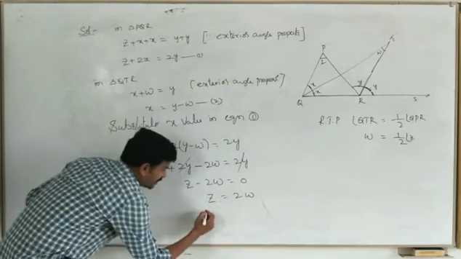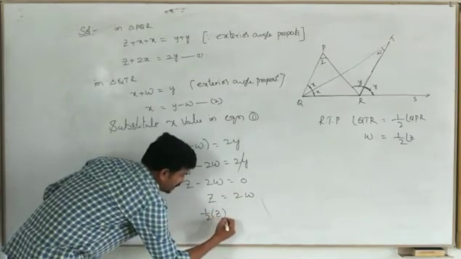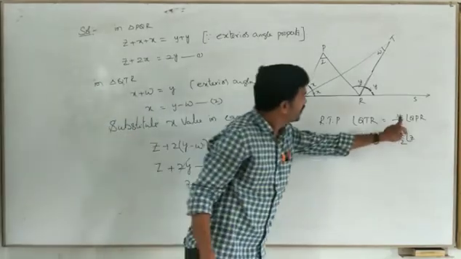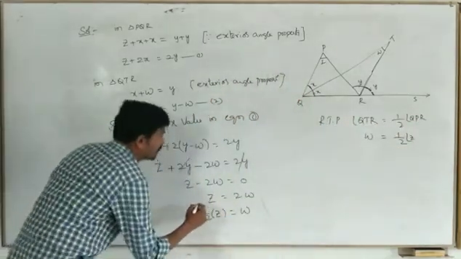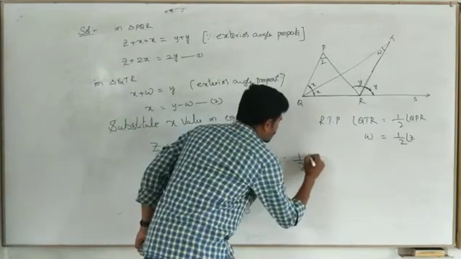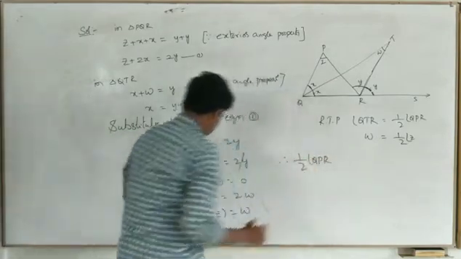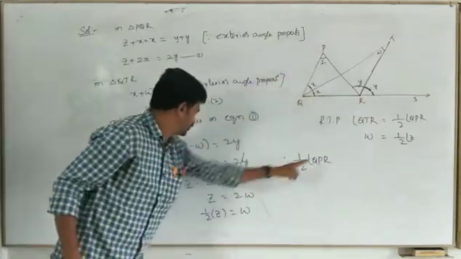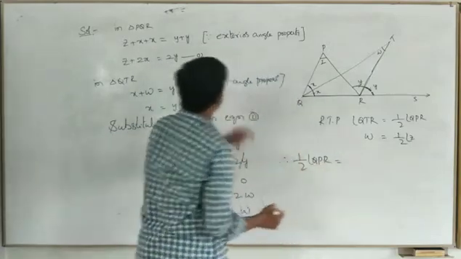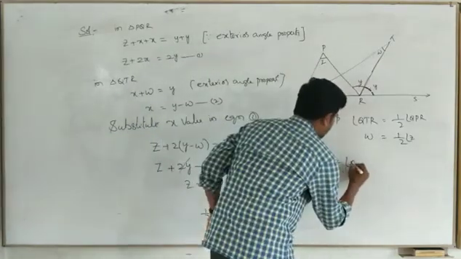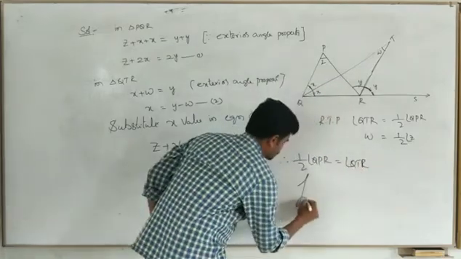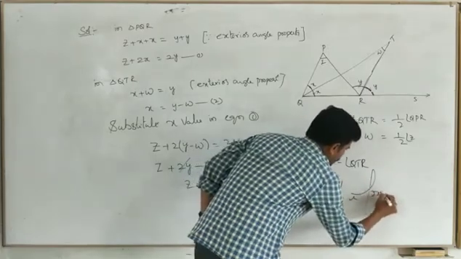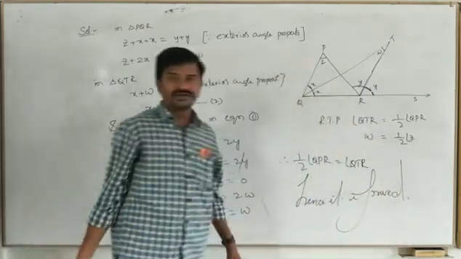So if you send this 2 here, 1 by 2 into Z equals W, or not? 1 by 2 into Z means what? Half of QPR. So half of angle QPR. Z means QPR only, no? So 1 by 2 into QPR is equal to W, which means angle QTR. Hence it is proved. Are you clear or not?